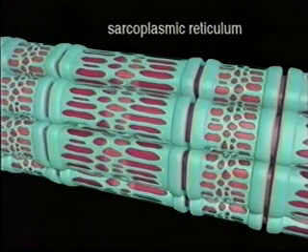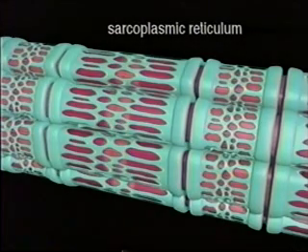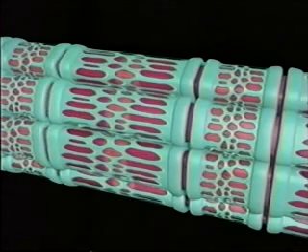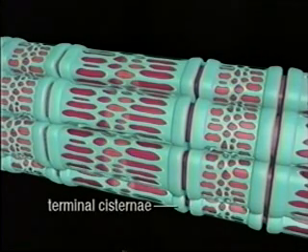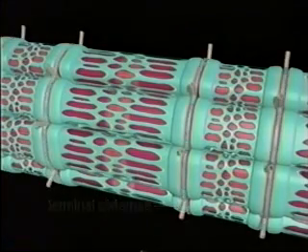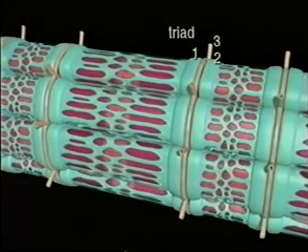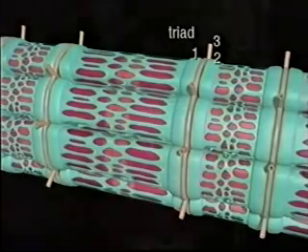The sarcoplasmic reticulum is an internal membrane network similar to the endoplasmic reticulum of other cells. Near the T-tubules, the sarcoplasmic reticulum expands into blind end chambers called terminal cisternae. The association of a T-tubule with two terminal cisternae is called a triad.